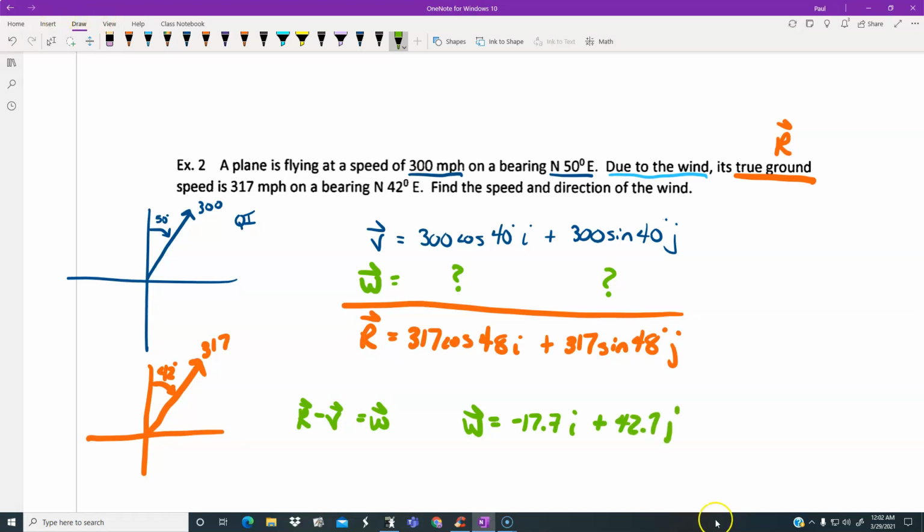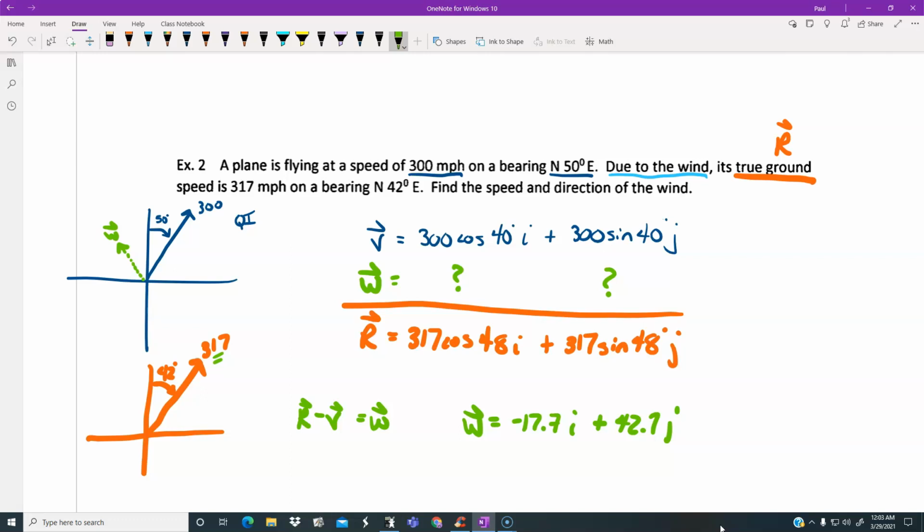42.7 J. Now, that ultimately means to me that the wind was actually blowing left and up. It's blowing in the second quadrant. And it kind of seems to make sense now. If it was at a 50-degree angle and was blowing a little bit to the west, it would shorten the angle of the resultant vector. That seems to make sense. It was blowing up, so it generally made the speed a little bit faster. That tends to make sense of where that vector is located.